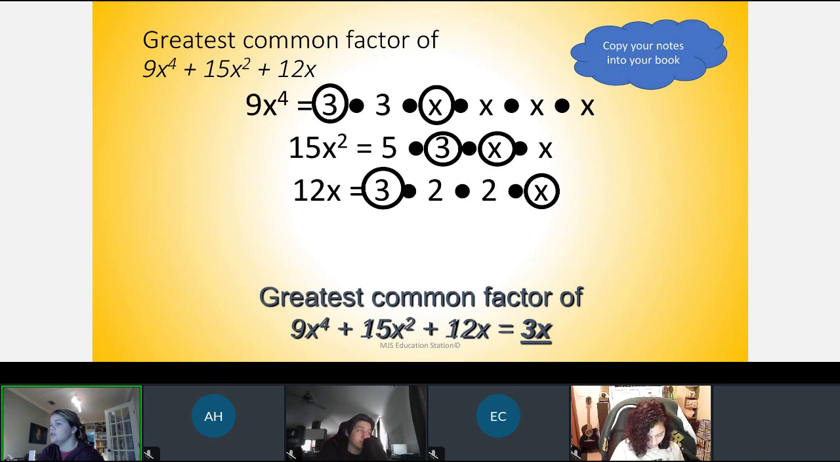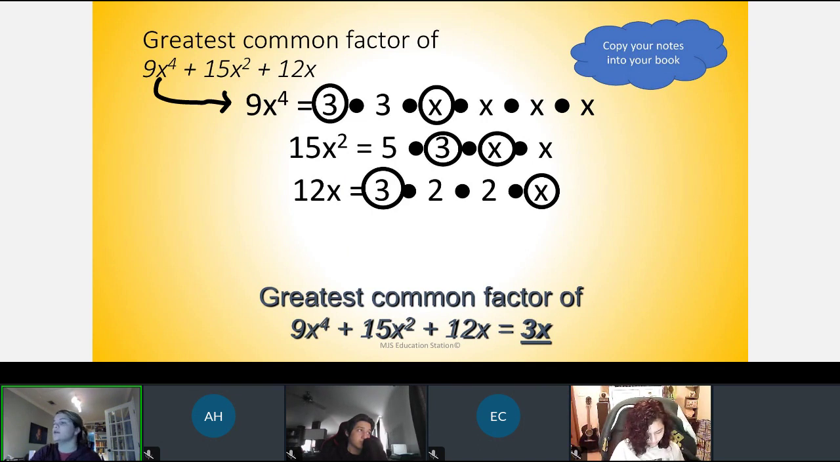All right. Another way that you can do this, if you want to do it as 3 separate terms, you can take your 9x to the 4th and write out what's called the prime factorization. Prime numbers can only be divided by 1 and itself. So 9 written as primes would be 3 times 3, and then x times x times x times x. 15 is 5 times 3, x times x. 12x is 3 times 2 times 2 times x.